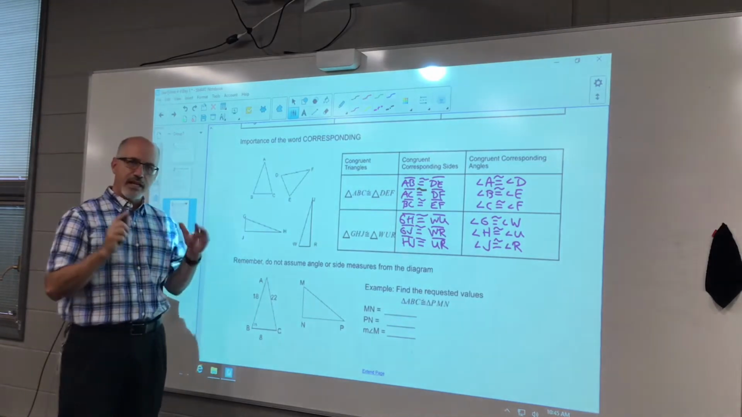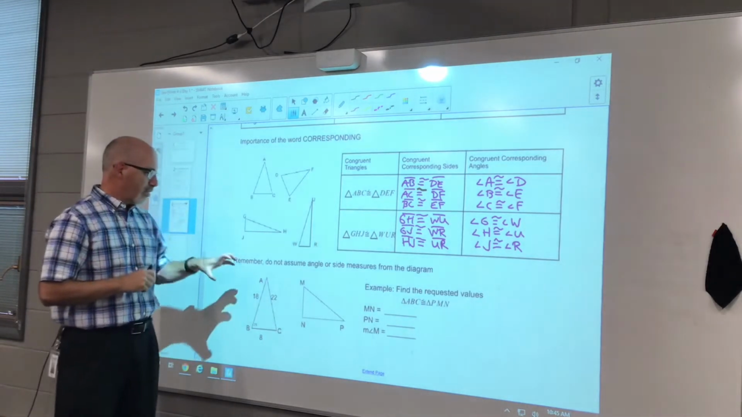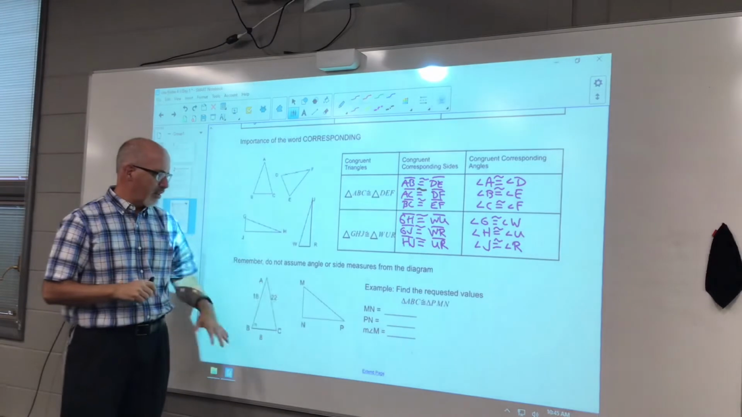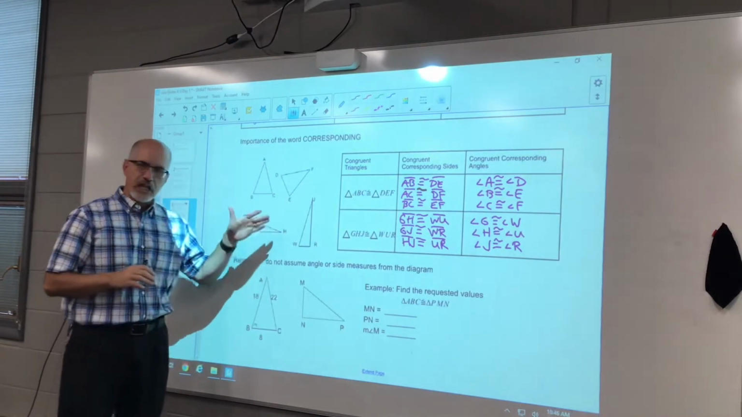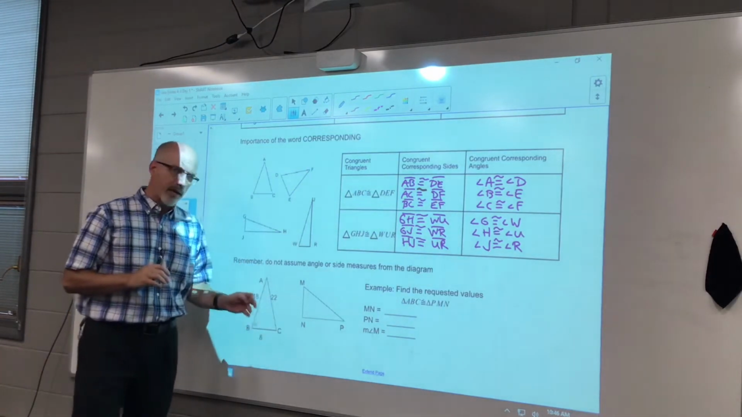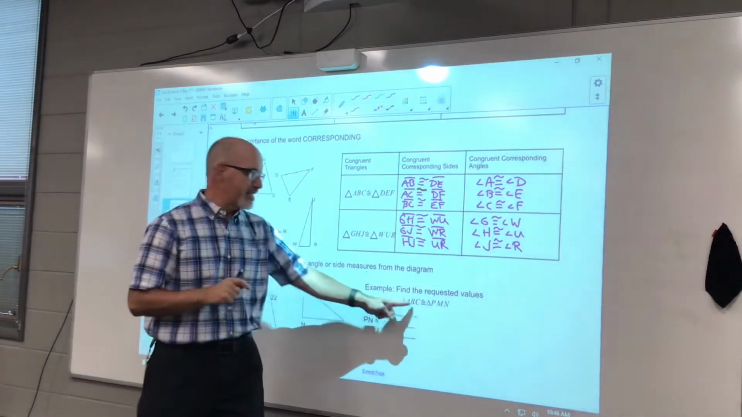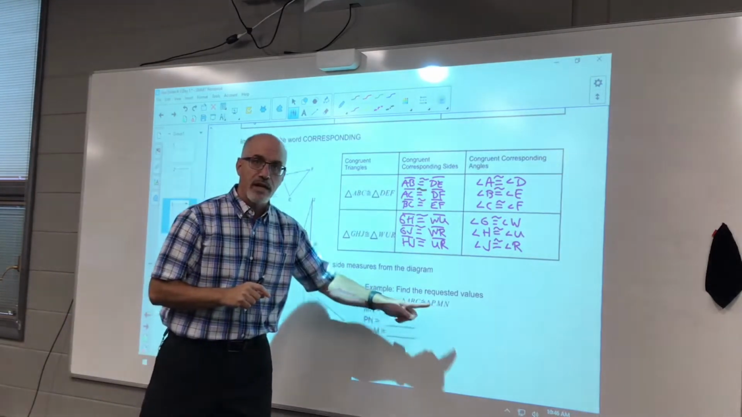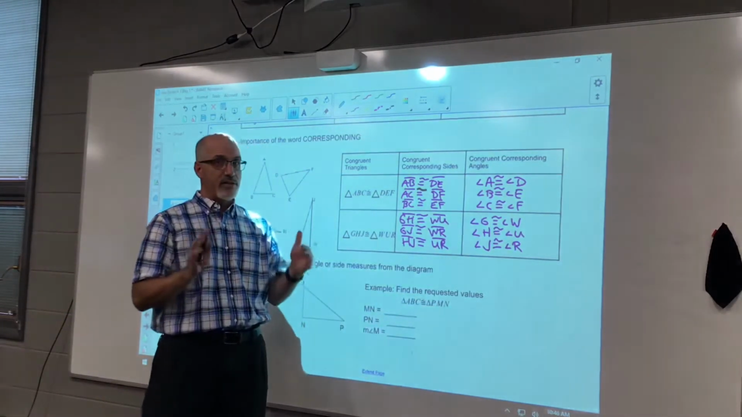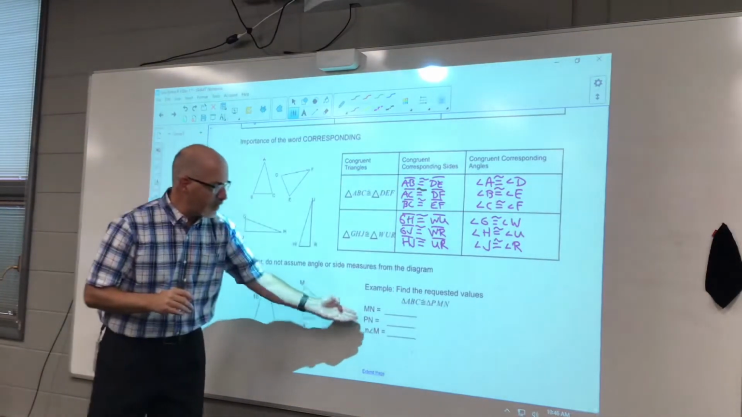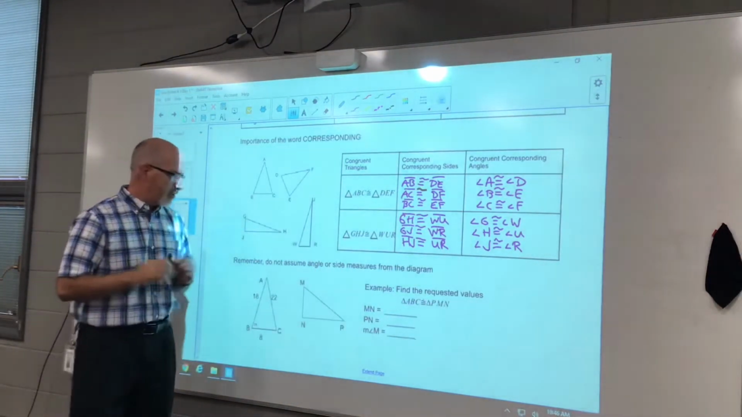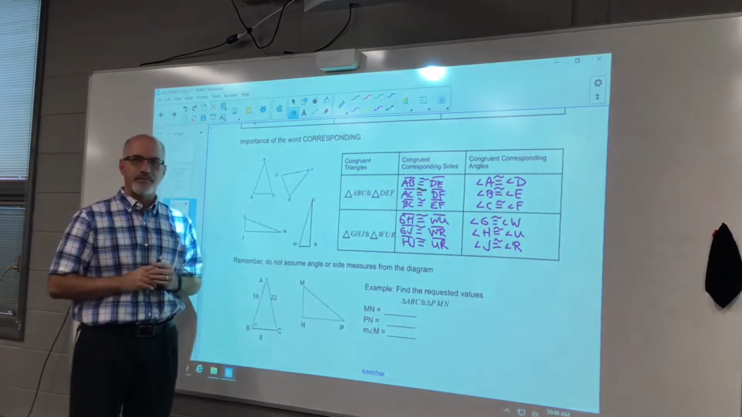I want you to take, again, and pause the video, look at this triangle and that triangle, and don't look at what it looks like is congruent on the diagram. Look at what it actually says is congruent by the triangles. Look for corresponding angles and sides, and list for me what these measurements are. So pause the video, give it a try.